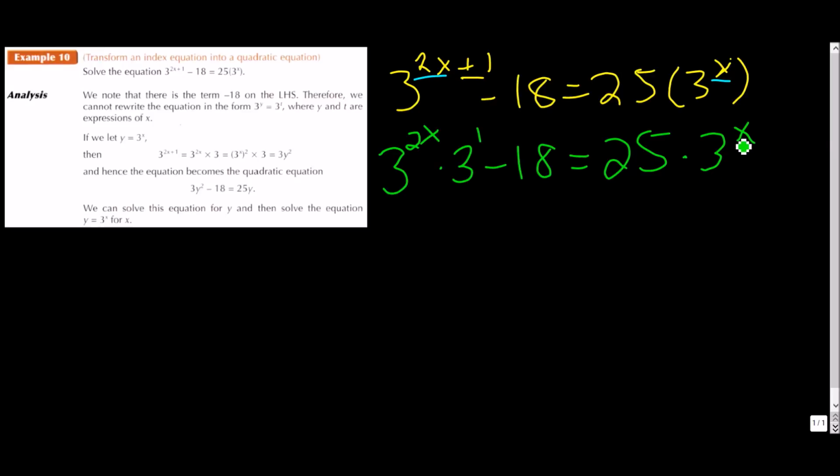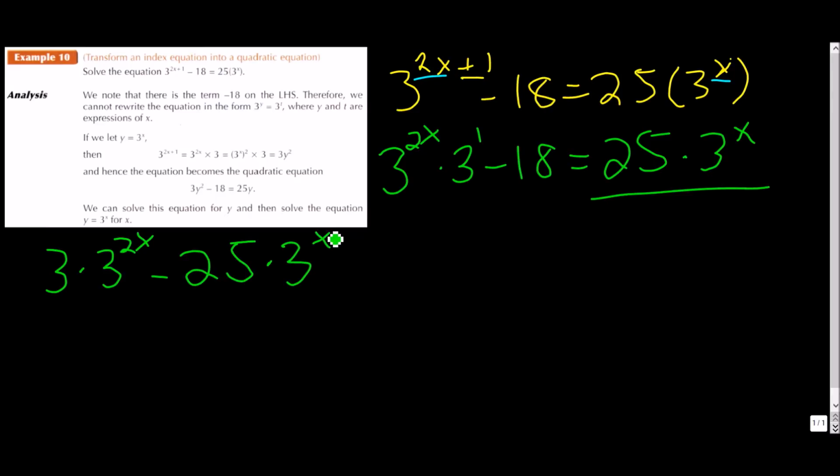Now, for this next rewrite, I'm going to move this 3 over to make it make more sense to you in a second. So I'm going to rewrite this as 3 times 3 to the 2x, minus 25 times 3 to the x, minus 18 equals 0. Now, it doesn't look like it, but this is a quadratic.